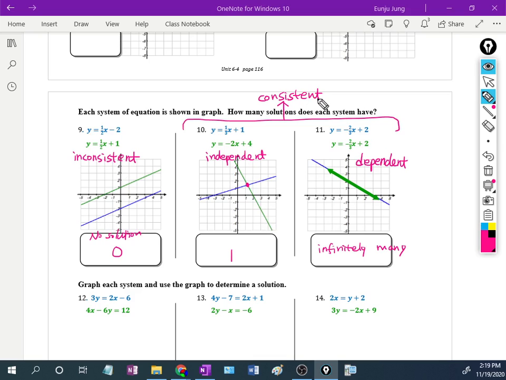Consistent means there is a solution. Inconsistent means there is no solution. If we have only one solution, we say it is consistent and independent. If we have so many solutions, we say that's a dependent system. Okay?